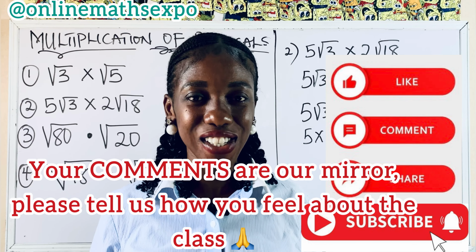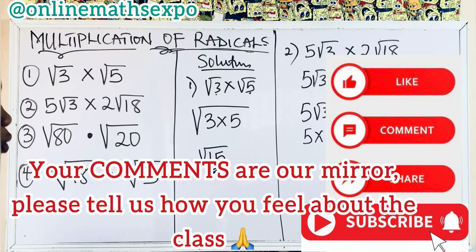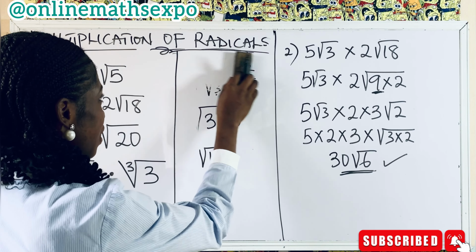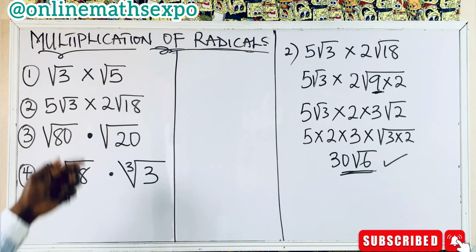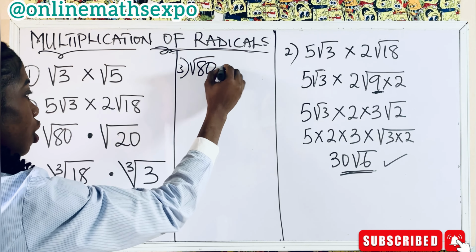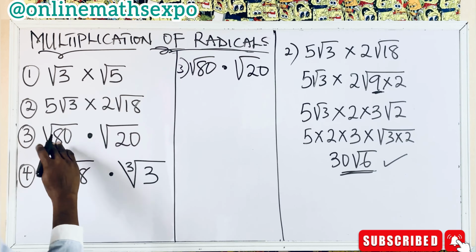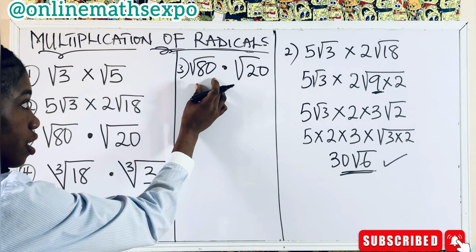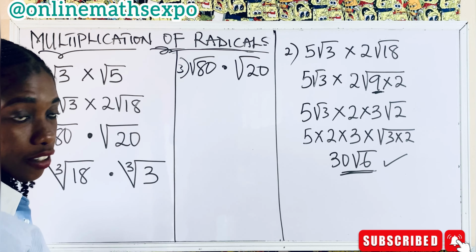Now, let's continue. So to answer the third question, you see, it's becoming interesting. Now, let's look at the third question. What we have there is root 80 multiplying root 20, just this. So what would you do? You can choose to reduce this and then multiply, okay?